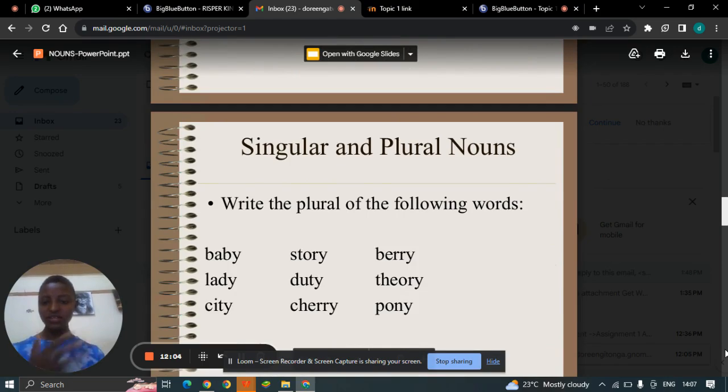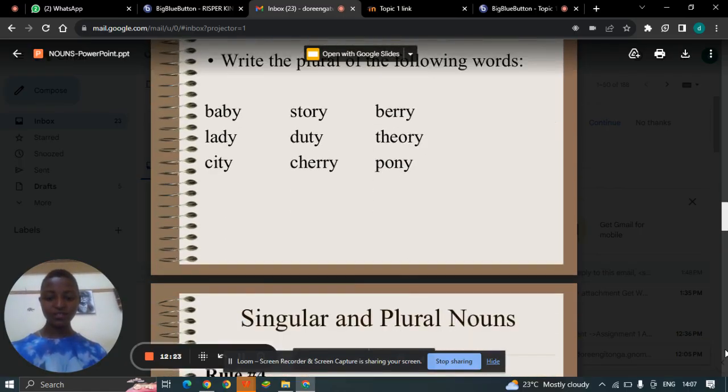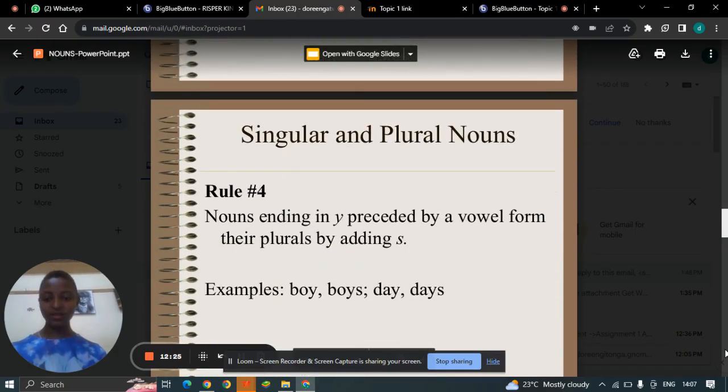So the exercise: we write the plural of the following ones. Let me do the first example. Baby, the y is preceded by the consonant b, so you drop y and add ies, so it will be babies. So do the practice on the other examples.